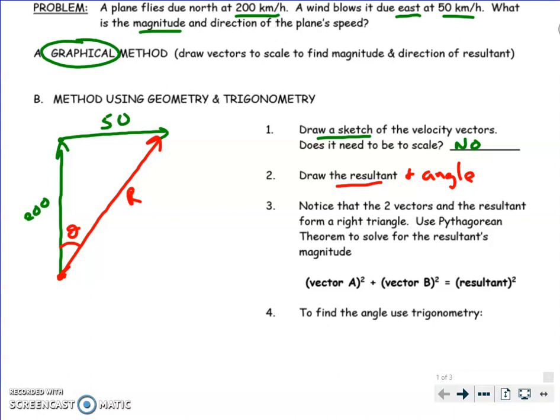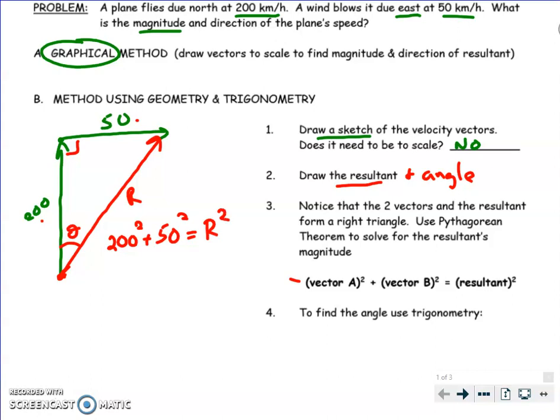So notice that we have a right angle here, or a right triangle there. So if this side is 200 and this side is 50, this resultant is essentially the hypotenuse of that right triangle. So I can use the Pythagorean Theorem. So I can say my vector A squared, so I'm going to find R here, 200 squared plus 50 squared equals my resultant squared.